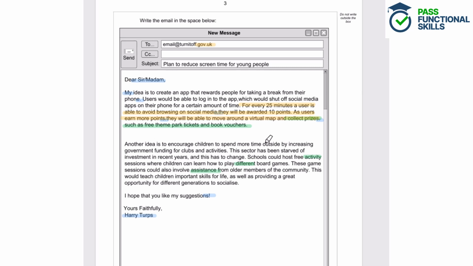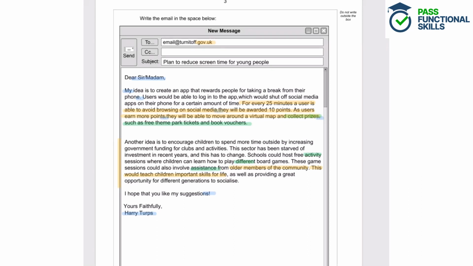They've also explained why they think this second idea would be successful in the second paragraph here. So they've explained that it would teach children important skills for life, so talking a little bit about the benefits there, and explaining how the sessions would be run. So they could involve older members of the community, for example. So try to think of a range of relevant details that you can include in your answers. If you're struggling to add detail, try to explain your ideas further and come up with different reasons.